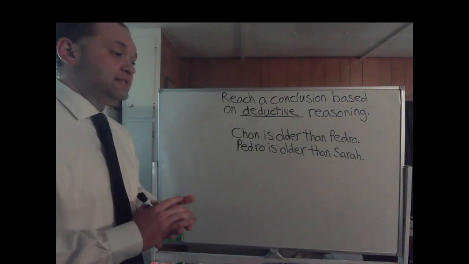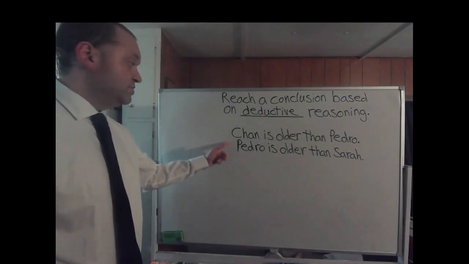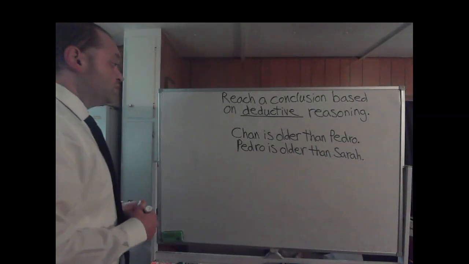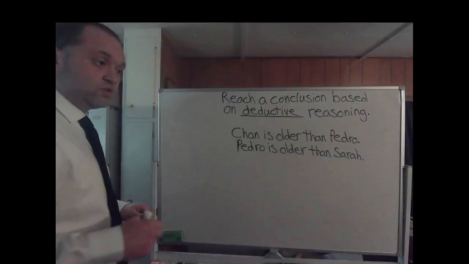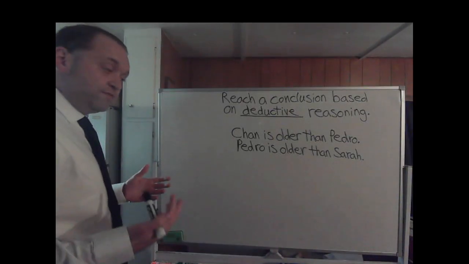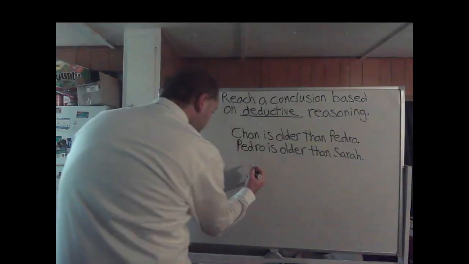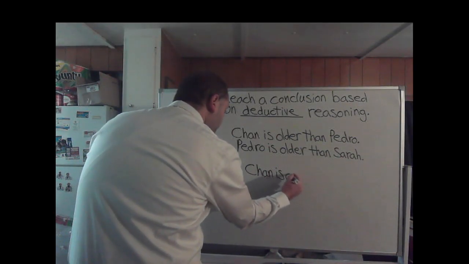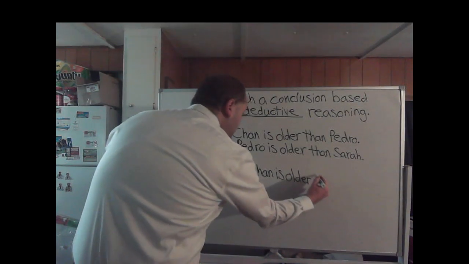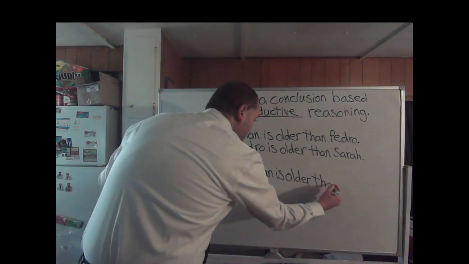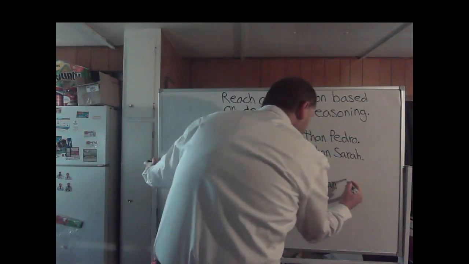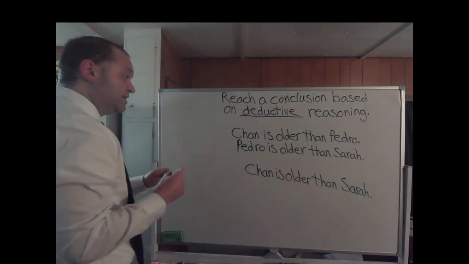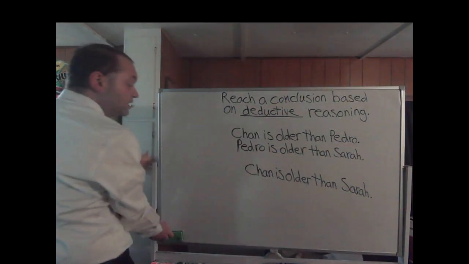So in deductive reasoning, we accept these 2 statements to be true. We accept that these will be true. So if Chan is older than Pedro, and then Pedro is older than Sarah, well, based on the information, the only conclusion you could reach is that Chan is older than Sarah. That's the only logical conclusion you could reach based on deductive reasoning. That would be the conclusion: Chan is older than Sarah. Okay.